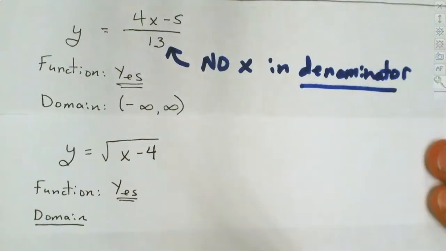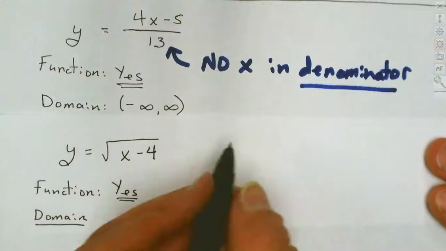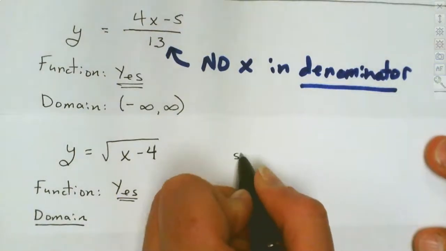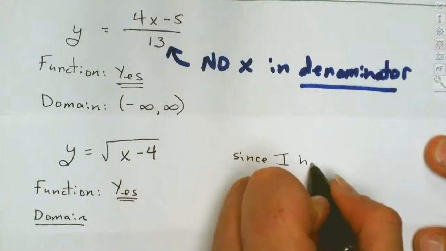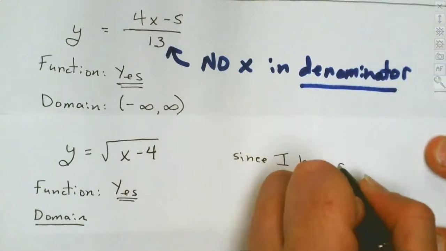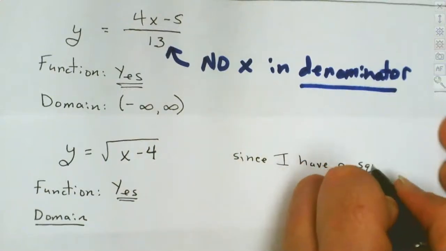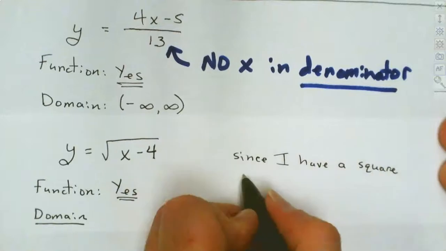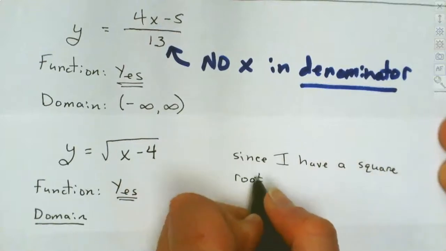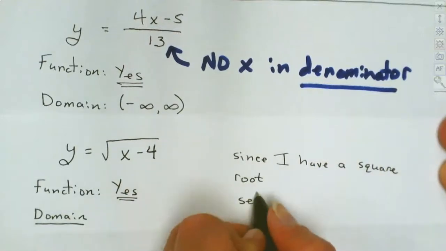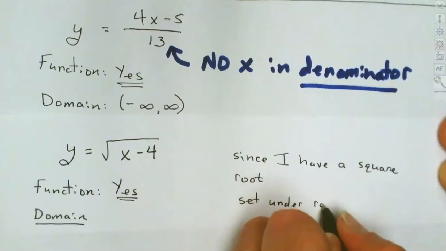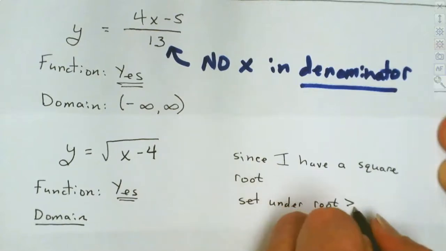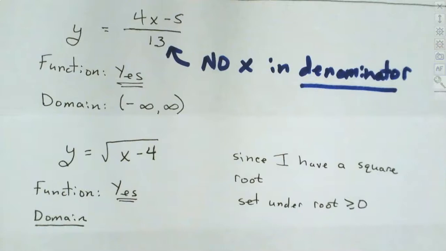When I talk about the domain, I've got roots. I have a square root. So since I have a square root, what you do is you set what's under the root greater than or equal to 0.